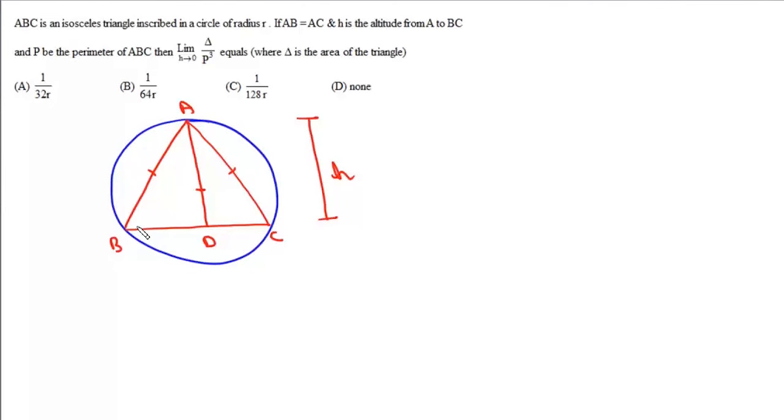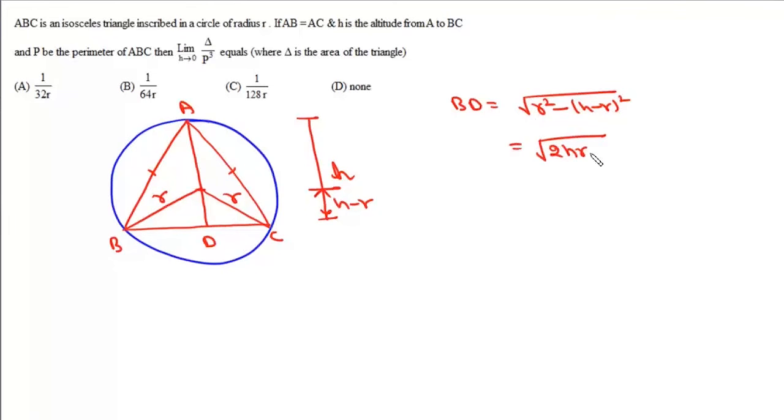Now the radius of this circle is r. So this is r. This is also r. And this side will be h minus r. Now from this we can write BD, and BD will be under root of r square minus h minus r whole square. So it will be under root of 2hr minus h square.